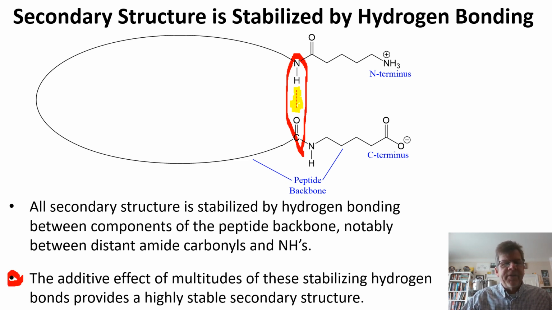However, with the additive structure of this happening throughout an area of secondary structure, we get many of these stabilizing hydrogen bonds, which really act as little staples to hold these things together and highly stabilize these secondary structures. So we'll look at the nature of these hydrogen bonds as we look separately at the alpha helix and the beta sheet.